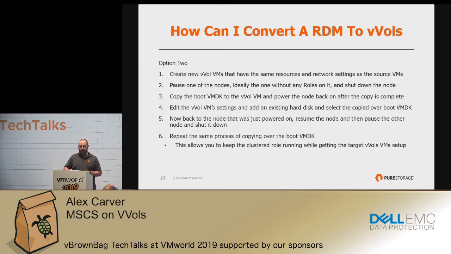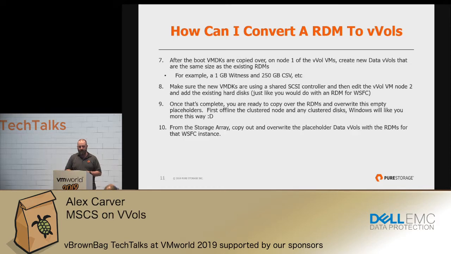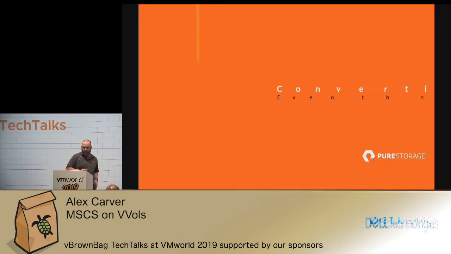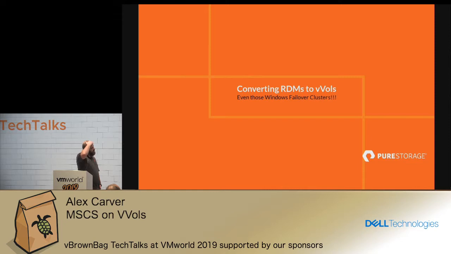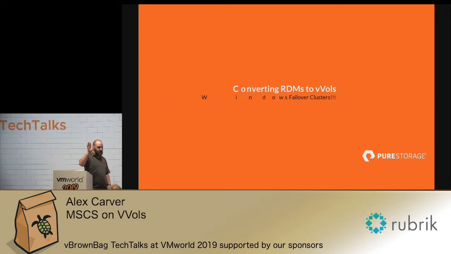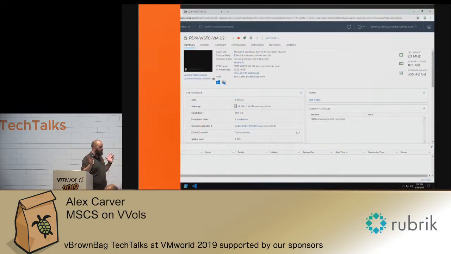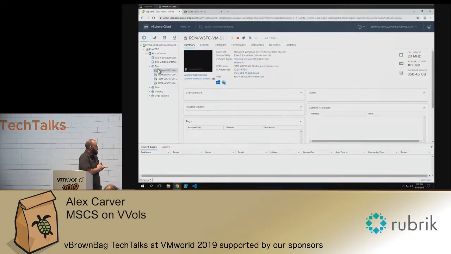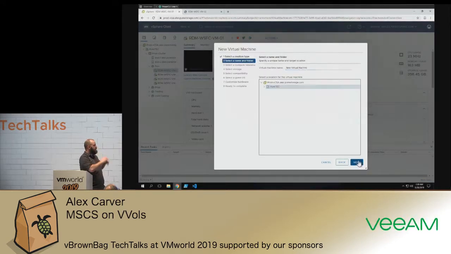So let's just get to the video, because I could talk about all that stuff forever. Initially, I have a Windows Failover Cluster that has a file service on it, so there's a file server role. It's just a 2-node cluster using RDMs, conveniently named RDM WSFC VM01.